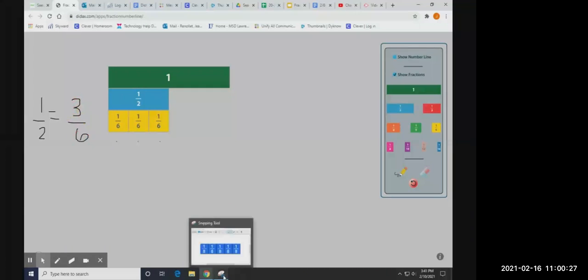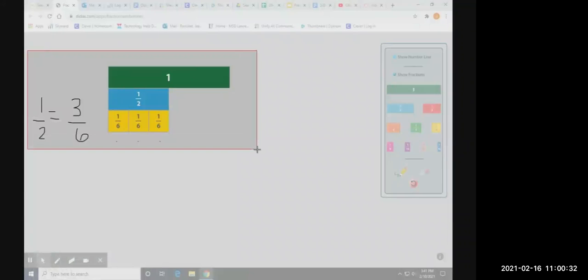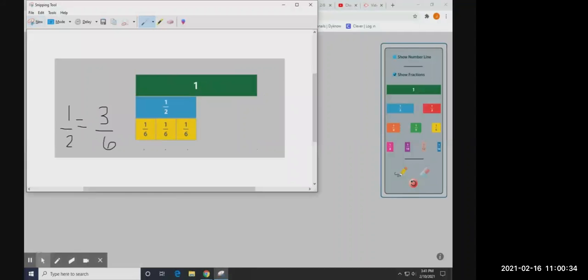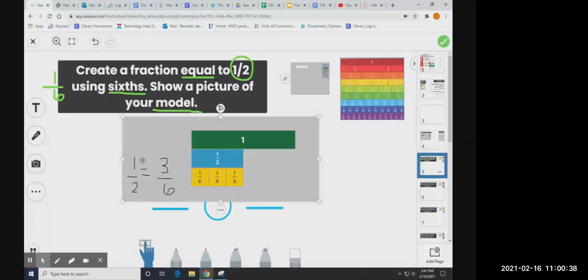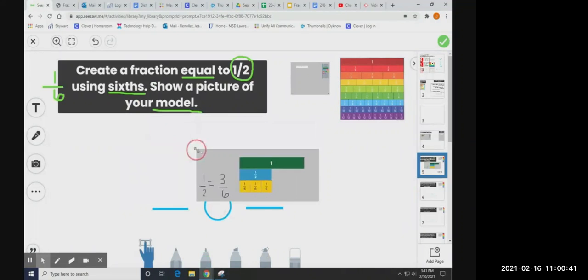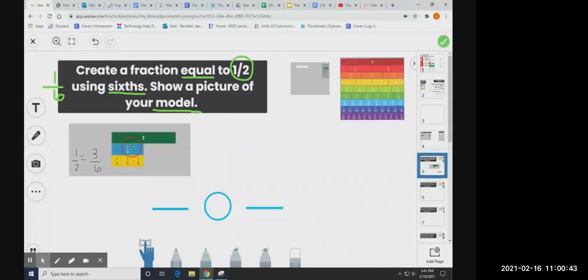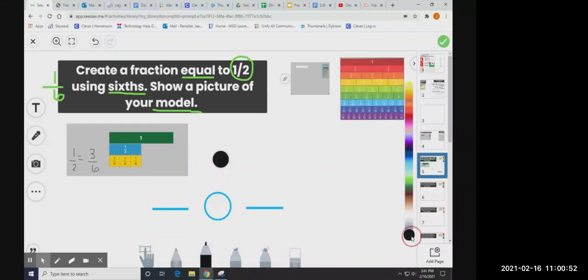Next, I'm going to take a picture of my model. And I'm going to prove my work by putting it on my Seesaw task. I have now shown a picture of my model. My last step is to fill in the comparison with the knowledge I gained. I compared 1/2 to 3/6.